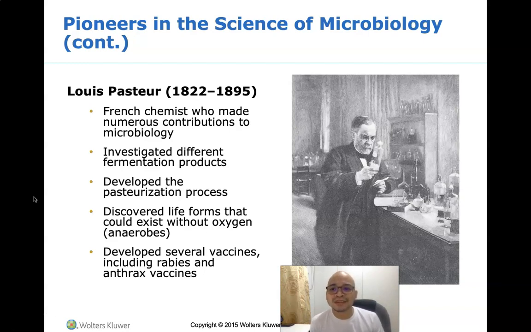And Louis Pasteur discovered life forms that could exist without oxygen. We call them the anaerobes. And he was able to develop several vaccines, including the rabies and the anthrax vaccines. So wow. For a man who lived between 1822 to 1895, these five bullets are actually accomplishments that were not achieved by any other man who lived with the same lifespan as Louis Pasteur.